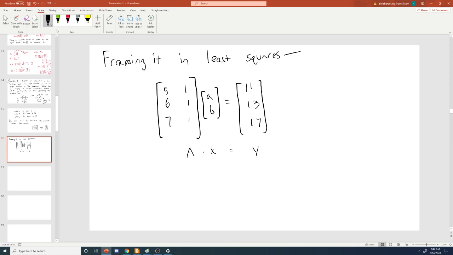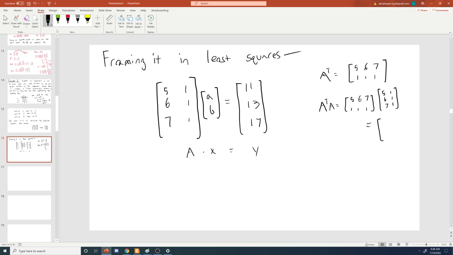So in order to go about doing that, what we need to do is compute various quantities. So first things first, let's write down A transpose. So this right here will be 5, 6, 7, and then 1, 1, 1. And then we also need to compute A transpose times A. So this is going to be the matrix product of 5, 6, 7, 1, 1, 1, and 5, 6, 7, 1, 1, 1.